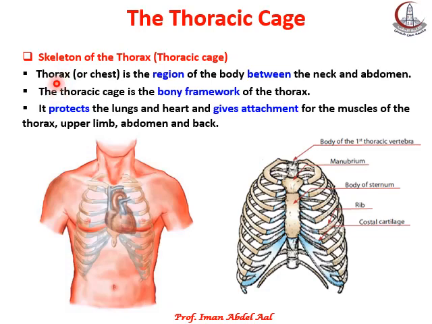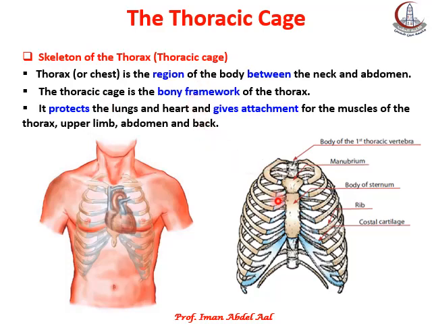First of all, what is the thorax? The thorax or the chest is the region between our neck, as you see by the pointer, and the abdomen. It is the region between the neck and the abdomen. If you look at this picture, this shows the bony framework of the thoracic cage. So the thoracic cage is formed of bones and cartilages, the sternum and the vertebrae. So the thoracic cage is formed of bony framework.